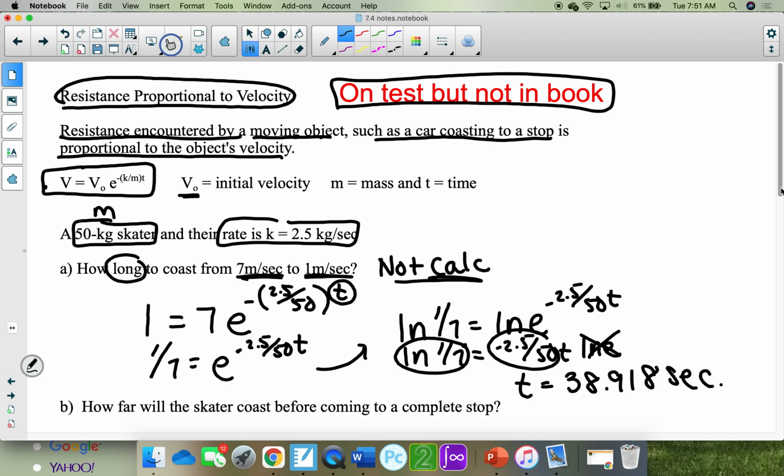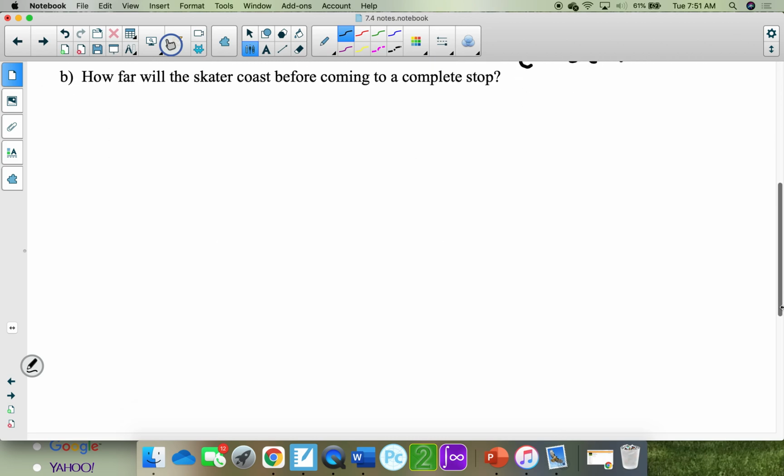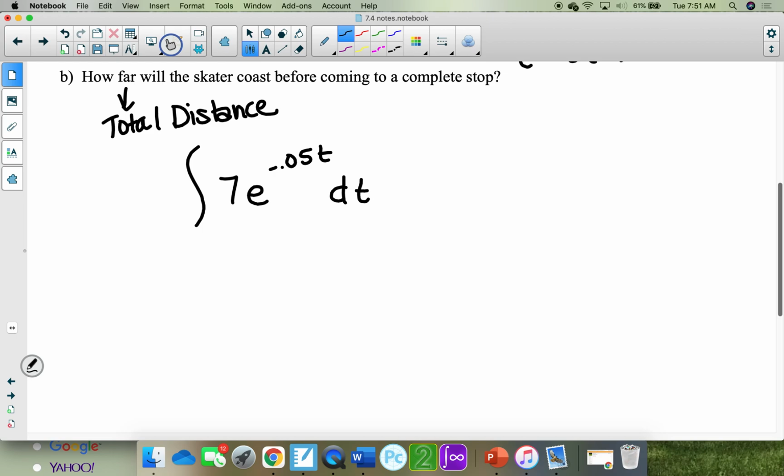So this is not calculus, but the next part, how far is the total distance? When you hear the words total distance, you know you need to integrate. So we need to integrate the original, 7e to the negative 0.05t dt. The negative 0.05 is the same thing as a negative 2.5 divided by 50, I just simplified it. Okay, I'm going to take the 7 and put it out in front.